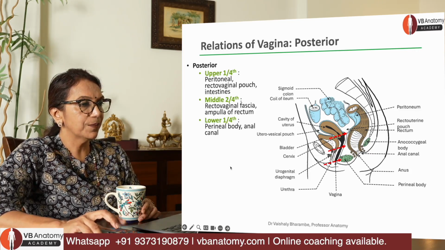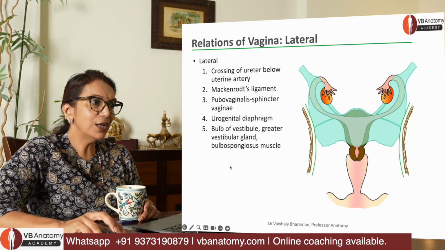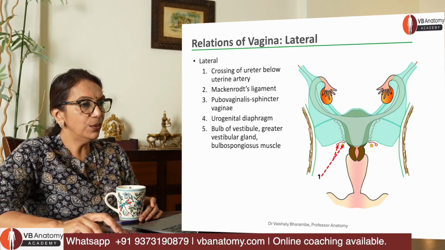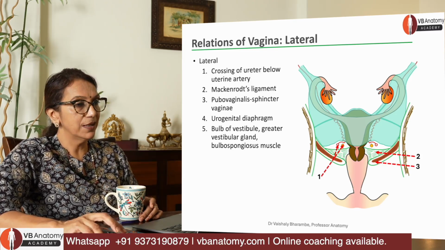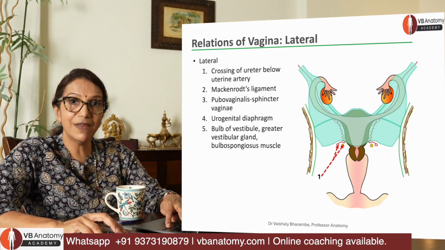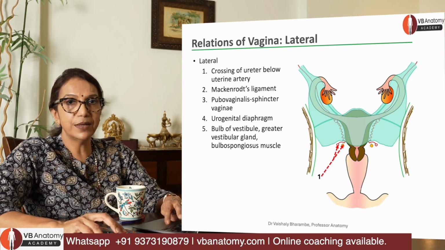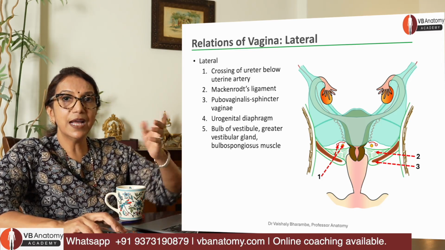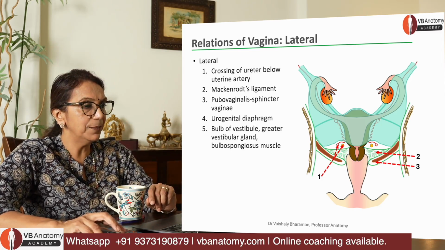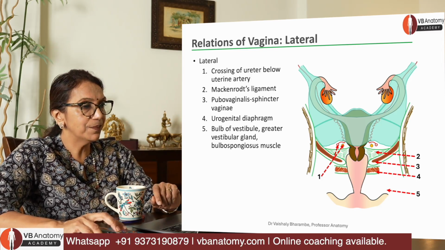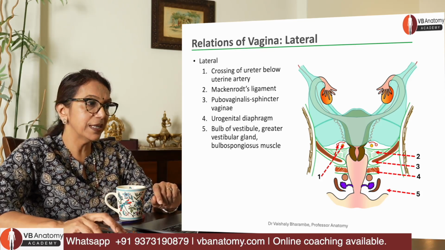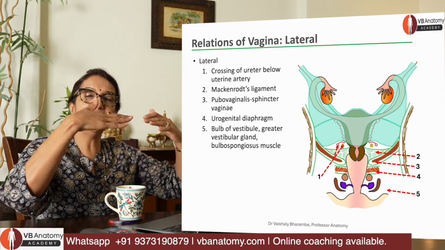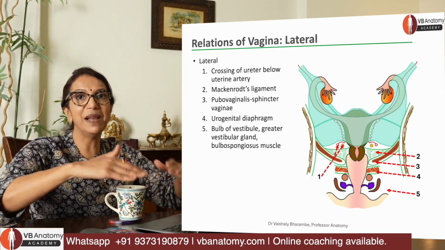That's it, take a look. Okay. So relations of the vagina on the side will be, at the top, ureter, uterine artery, and coming below, Mackenrodt's ligament. I want you to use this animation well for your understanding. Ureter, uterine artery, Mackenrodt's ligament, levator ani and the fascia covering levator ani, urogenital diaphragm, contents of superficial perineal pouch. All these are relations. Use this animation well and you will get the layered concept of the pelvic floor.